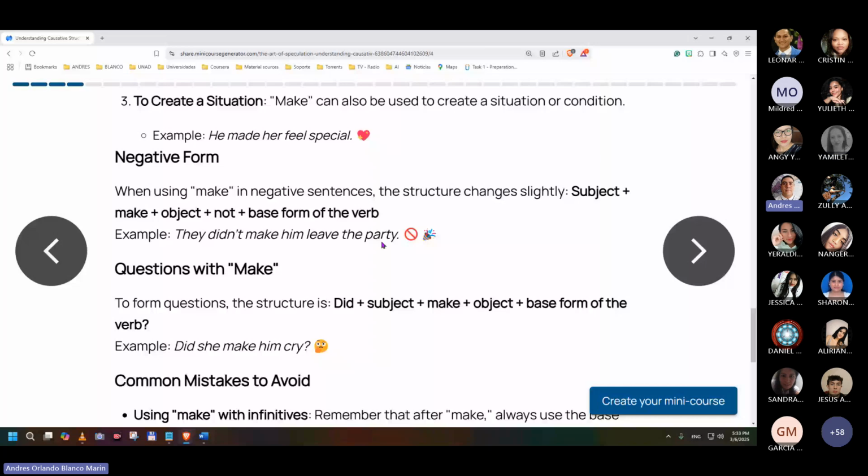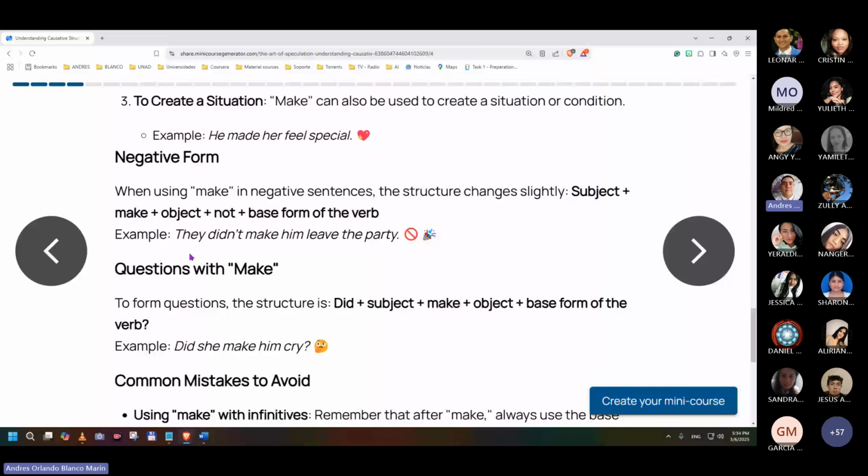Who is the object? Him. There's a man at a party, and they, another group of people, weren't the cause for him to leave the party, because they didn't make him leave the party. It's a negative statement. So it means that they are not the cause for him leaving the party. Maybe he's still at the party. We don't know. But they didn't make him leave the party.